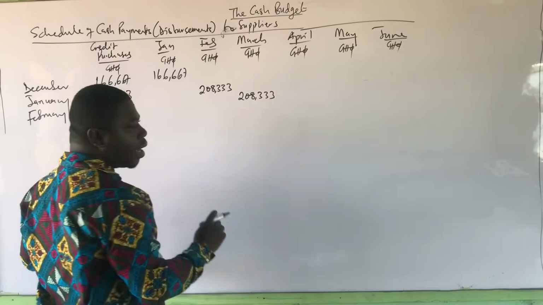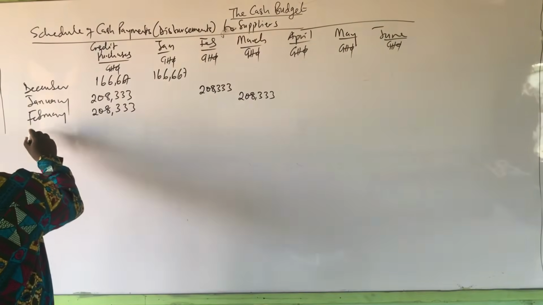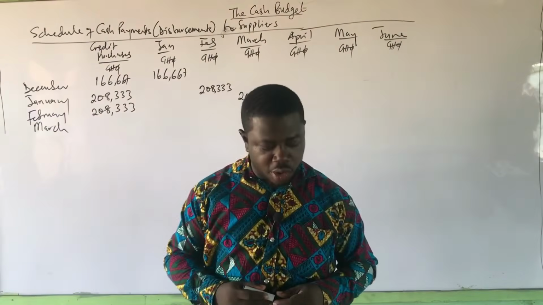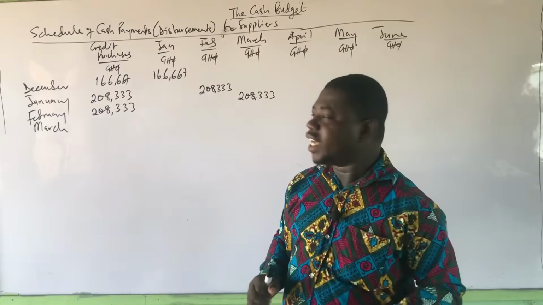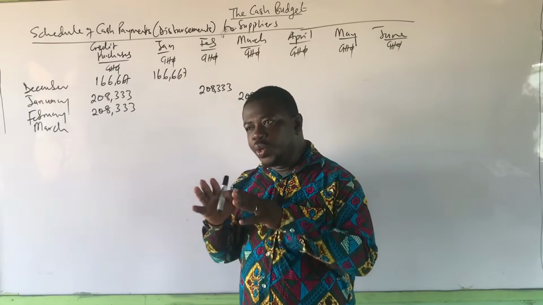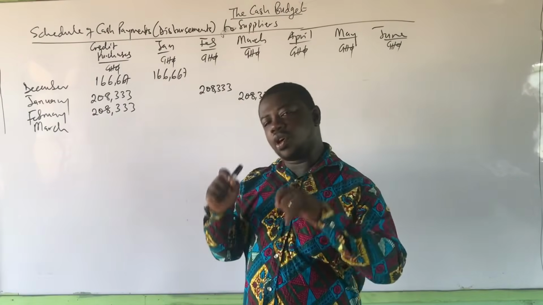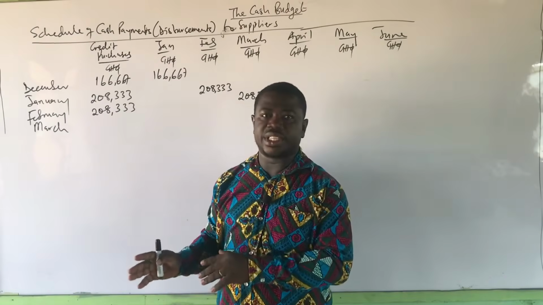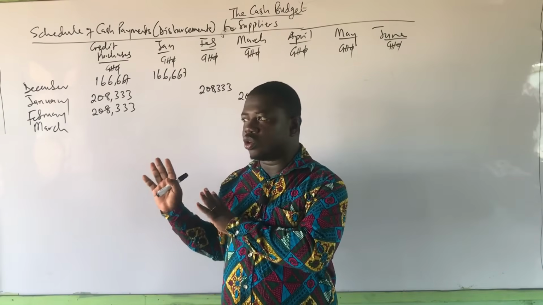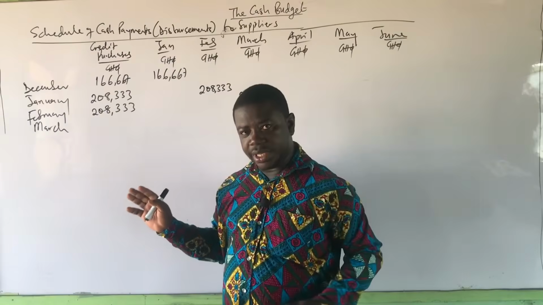208,333. I'm sure this is very simple for understanding. Then we move to March. What was the purchases figure or the credit purchases for March? Mind you, it's not all the time you are going to pick your total purchases. So you need your credit purchases. But because in this question every purchase is on credit, that is why I'm writing it. So please don't understand me wrongly.